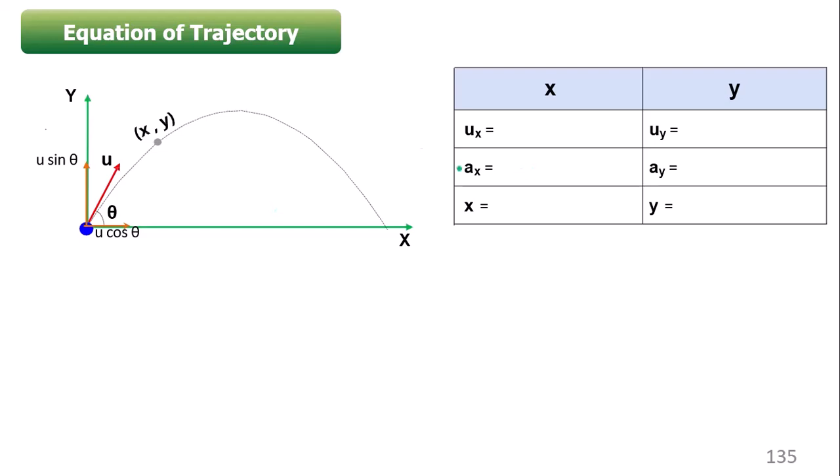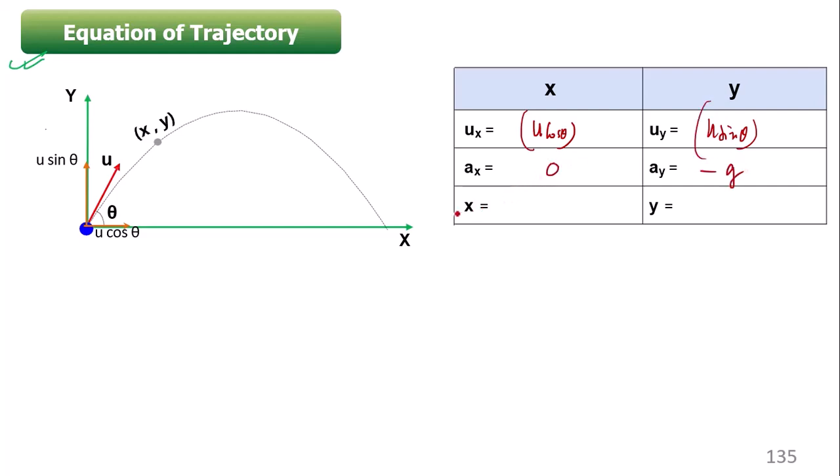Now the second topic of this part is the equation of trajectory. I want to calculate what is the equation of this path. For that, again I fill the table. If I say this is Ux, Ux is basically u cos theta. Uy is u sin theta. Minus g is the acceleration, and the initial position is 0.